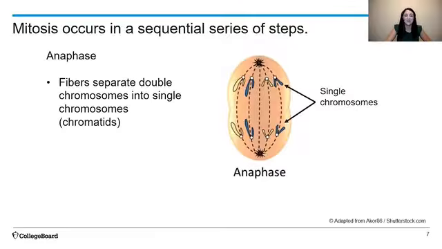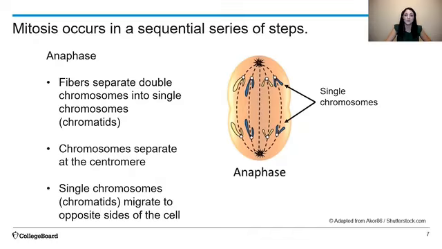In anaphase, those fibers separate the double chromosomes into single chromosomes, or chromatids, that you can see here in the image. Chromosomes are separated at the centromere, which is represented by the white dot, and was the middle of the X before they separated into the single chromosomes. And these single chromosomes, or chromatids, migrate to opposite sides of the cell. So where we started with having just 4 chromosomes in our cell, we now have split those into 8 single chromosomes.